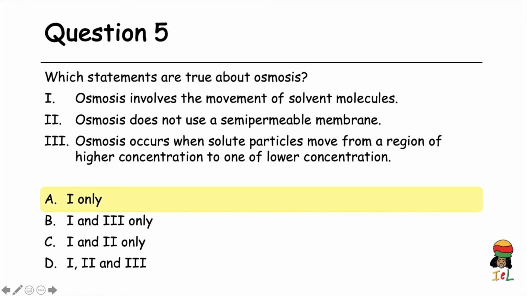And of course, our answer there is A, 1 only. Now, let us see why the other options do not apply. Option 2 is not correct because osmosis requires a semi-permeable membrane, as we know. Option 3 is also incorrect because it is solvent particles, not solute particles, that move during osmosis.